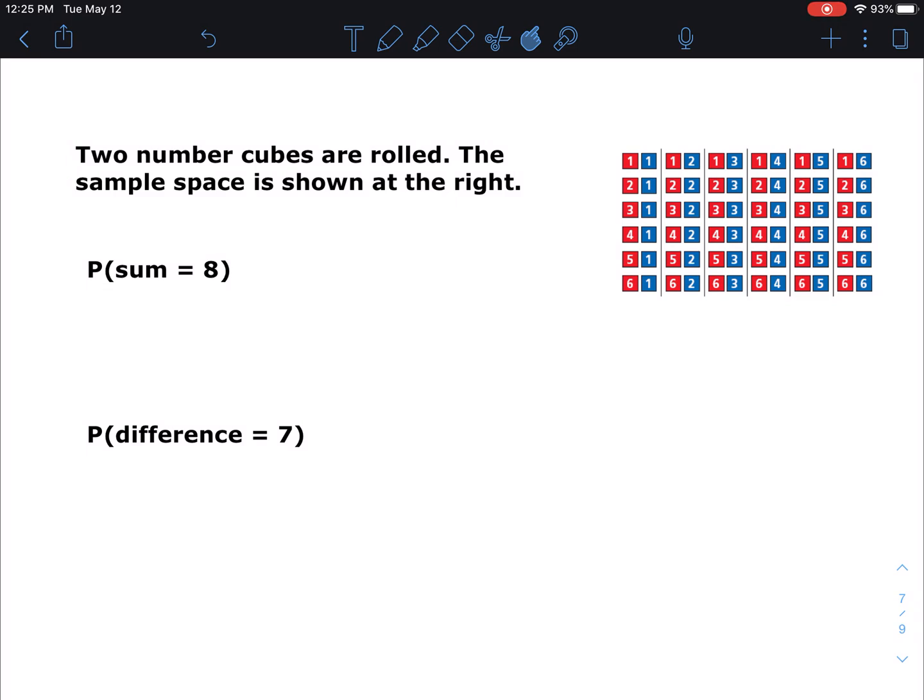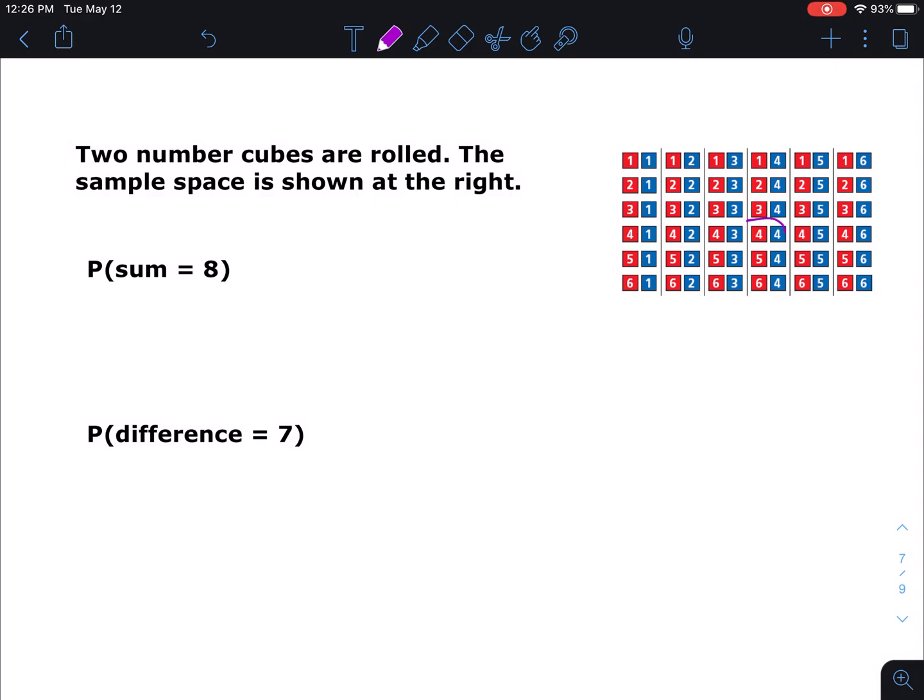Still not super tough, but 2 number cubes are rolled here, and all the possible outcomes, that's the sample space, are shown right here at the right, okay? So what is the probability that when you roll these 2 numbers, you get a sum of 8? Now, a sum again means if you add the 2 numbers together. So we want to find all of the ones that we get an 8.